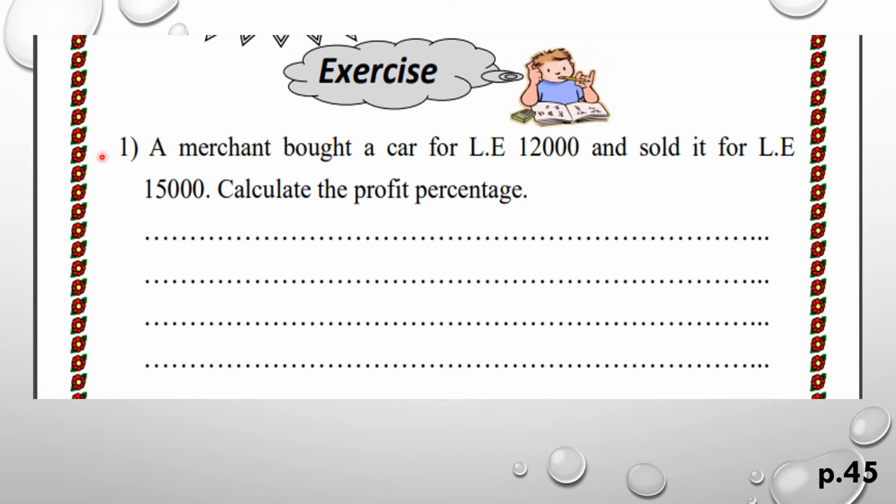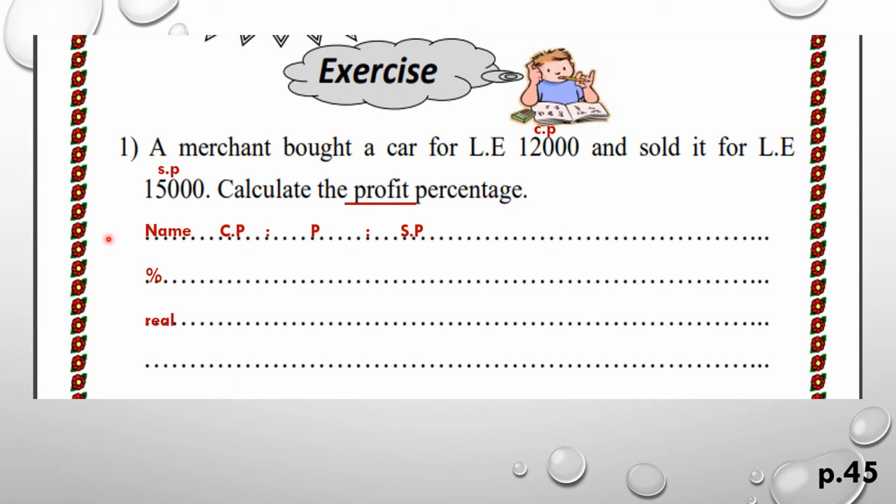Page 45. Number 1. A merchant bought a car for LE 12,000. So this 12,000, this is the cost price. Buying price is the cost price. And sold it for LE 15,000. So this 15,000 is the selling price. Calculate the profit percentage. We need to know the profit percentage. Here we have our keyword, which is profit. So we are going to solve using our form: name, percentage, real, cost price, profit, selling price.